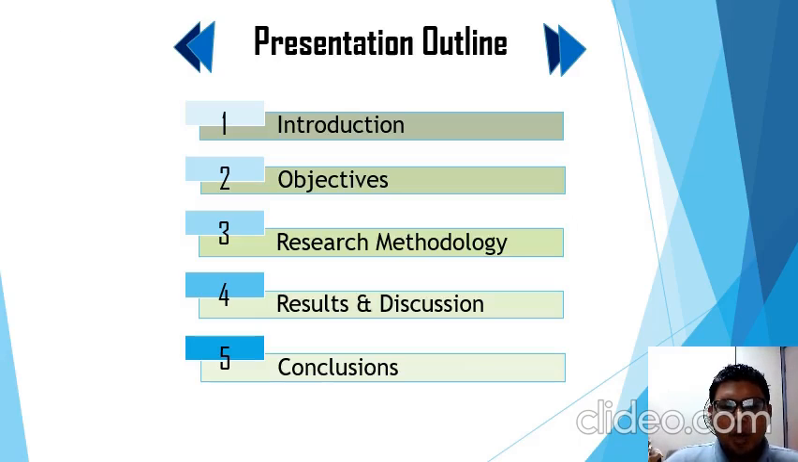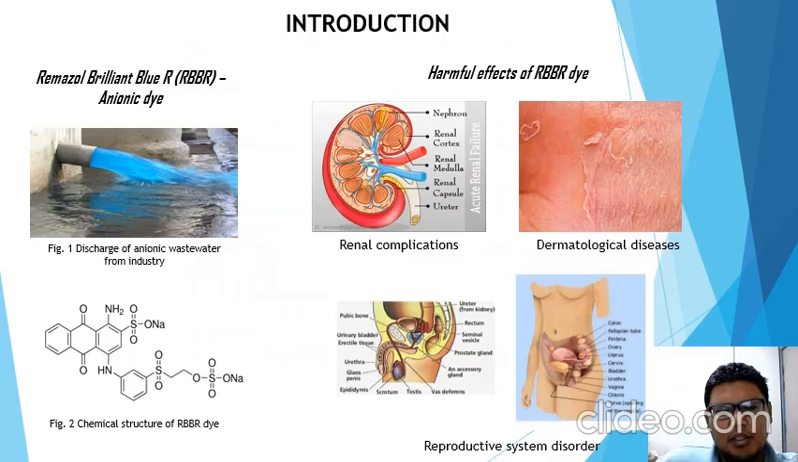My presentation comprises 5 parts, which are introduction, followed by objective, research methodology, result and discussion, and lastly conclusion. Remazol Brilliant Blue R or RBBR is an anionic dye. An anionic dye is a dye that dissolves in water to produce negative ions. These negative ions are attracted to the positive sides of the water molecule. Therefore, it is harder to remove an anionic dye as compared to a non-ionic dye.